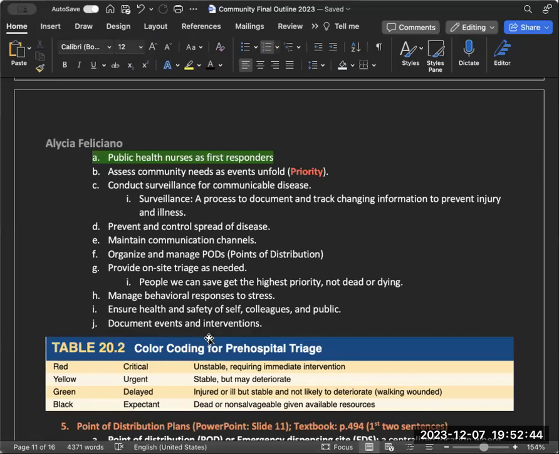So we assess first, then we conduct surveillance for communicable diseases, right? And surveillance, like I said, is a process to document and track changing information to prevent injury and illness. So we first assess, then we conduct surveillance, then we prevent the control and spread of disease. Remember, a public health nurse is supposed to prevent. We want to prevent illness and promote health, and we want to reduce the risk by primary prevention. So we're assessing, we're doing surveillance, then we prevent and control the spread of disease.